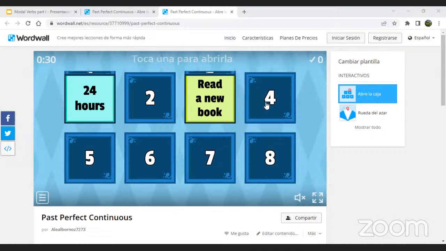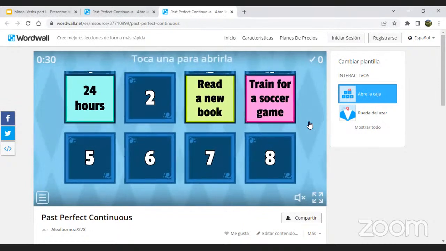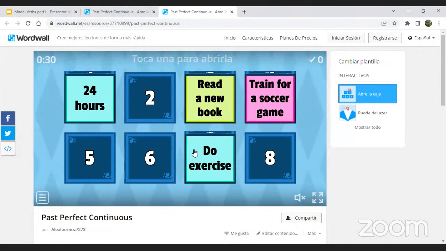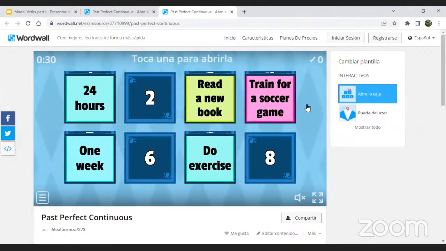Number 4. Okay, let's see. We have train for a soccer game. Choose another one, please. Okay, number 7. 7, okay, let's see. Oh no, again, an error. Let's see, can you choose another one, please? Okay, number 5. Okay, let's see. 1 week, okay. You can use train for a soccer game and 1 week. Or do exercise. Yeah, you can also do that.